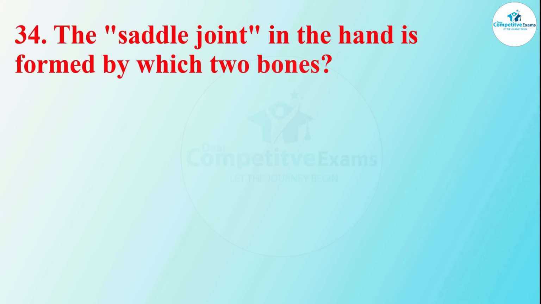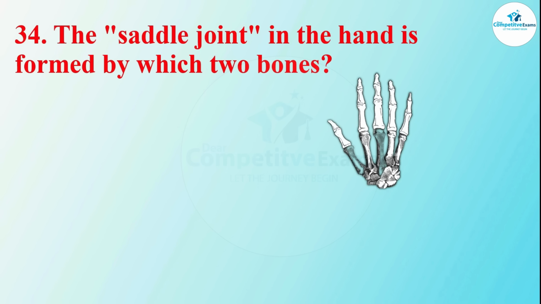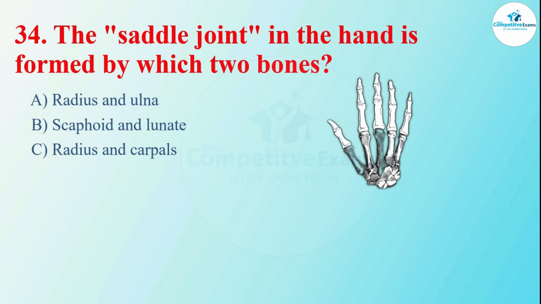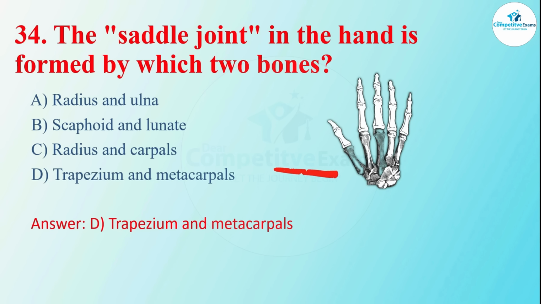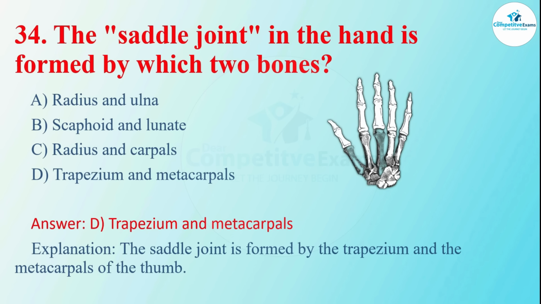The saddle joint in the hand is formed by which two bones? So which are those two bones that form the saddle joint in our hand? Your options are radius and ulna, scaphoid and lunate, radius and carpals, or trapezium and metacarpals. The right answer, the two bones that form the saddle joint in our hand are trapezium and metacarpals. Let's move on to question number 35.